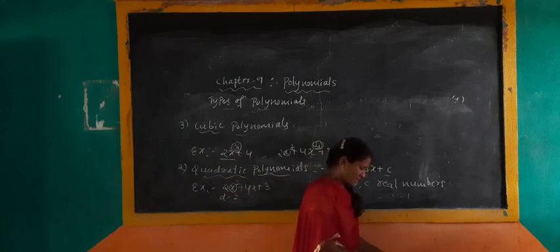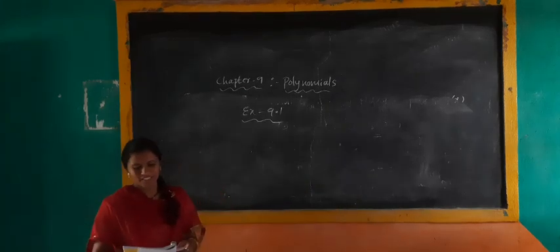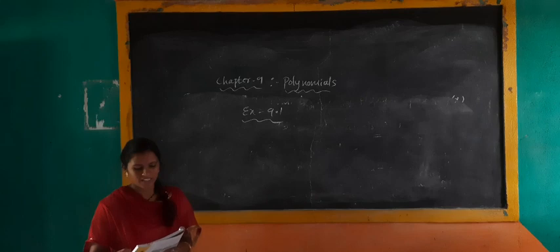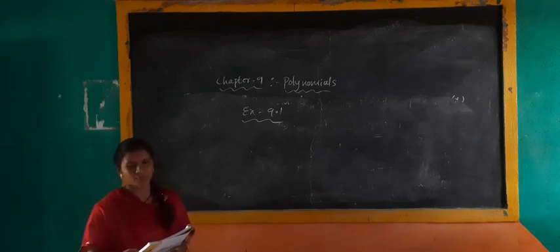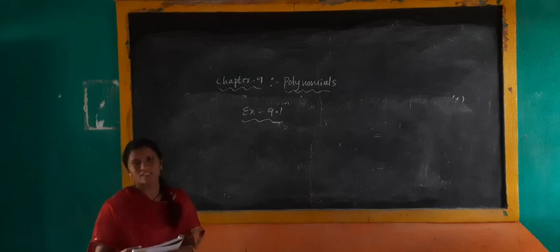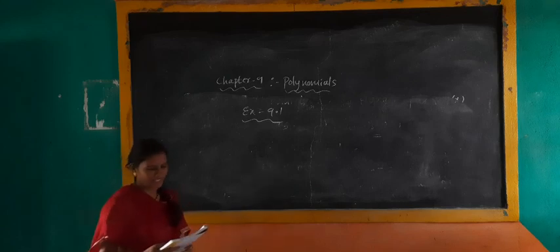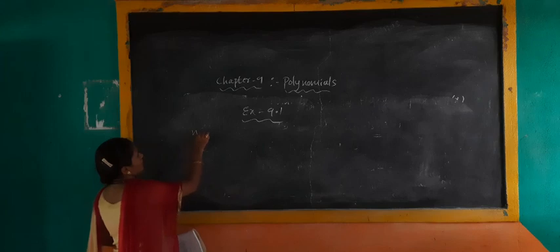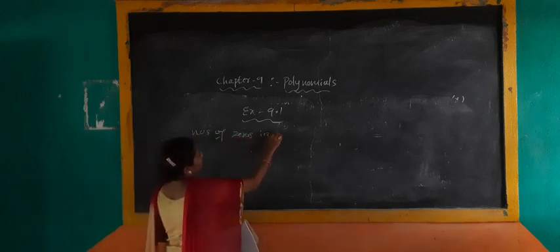Next, you see the exercise 9.1. In exercise 9.1, the first question: the graphs of y is equal to p of x are given in figure 9.10 below. You will see the textbook in your home. For some polynomials p of x, find the number of zeros of p of x in each case. Here they are saying number of zeros of p of x.